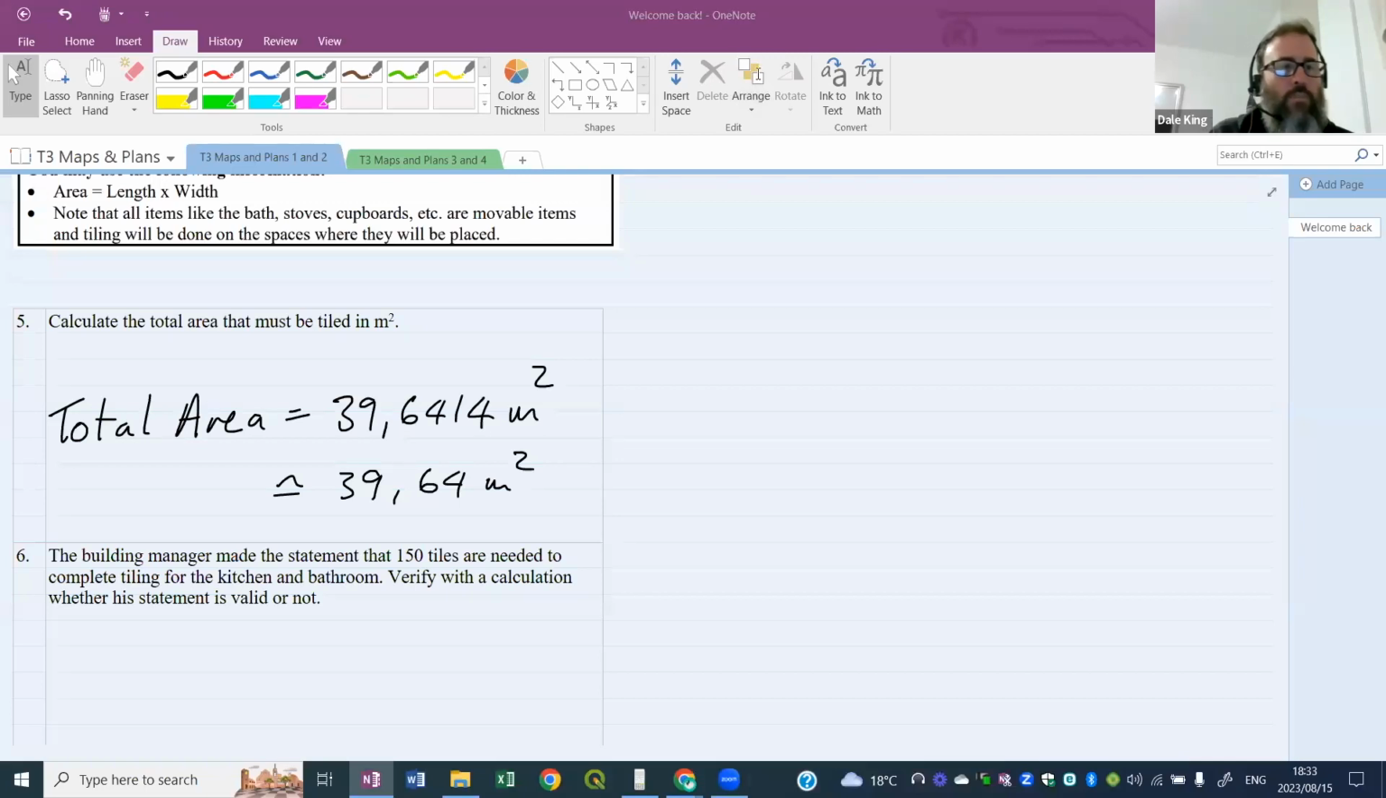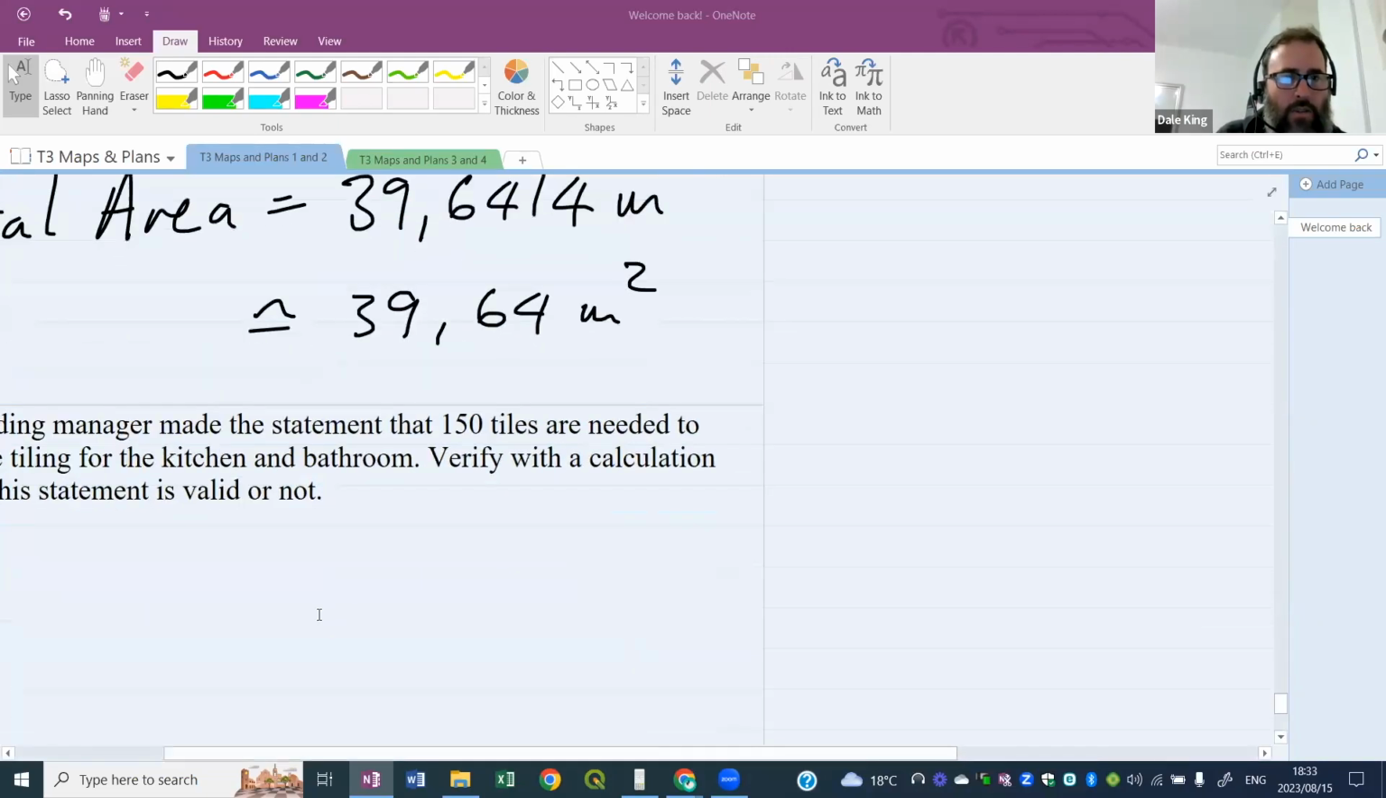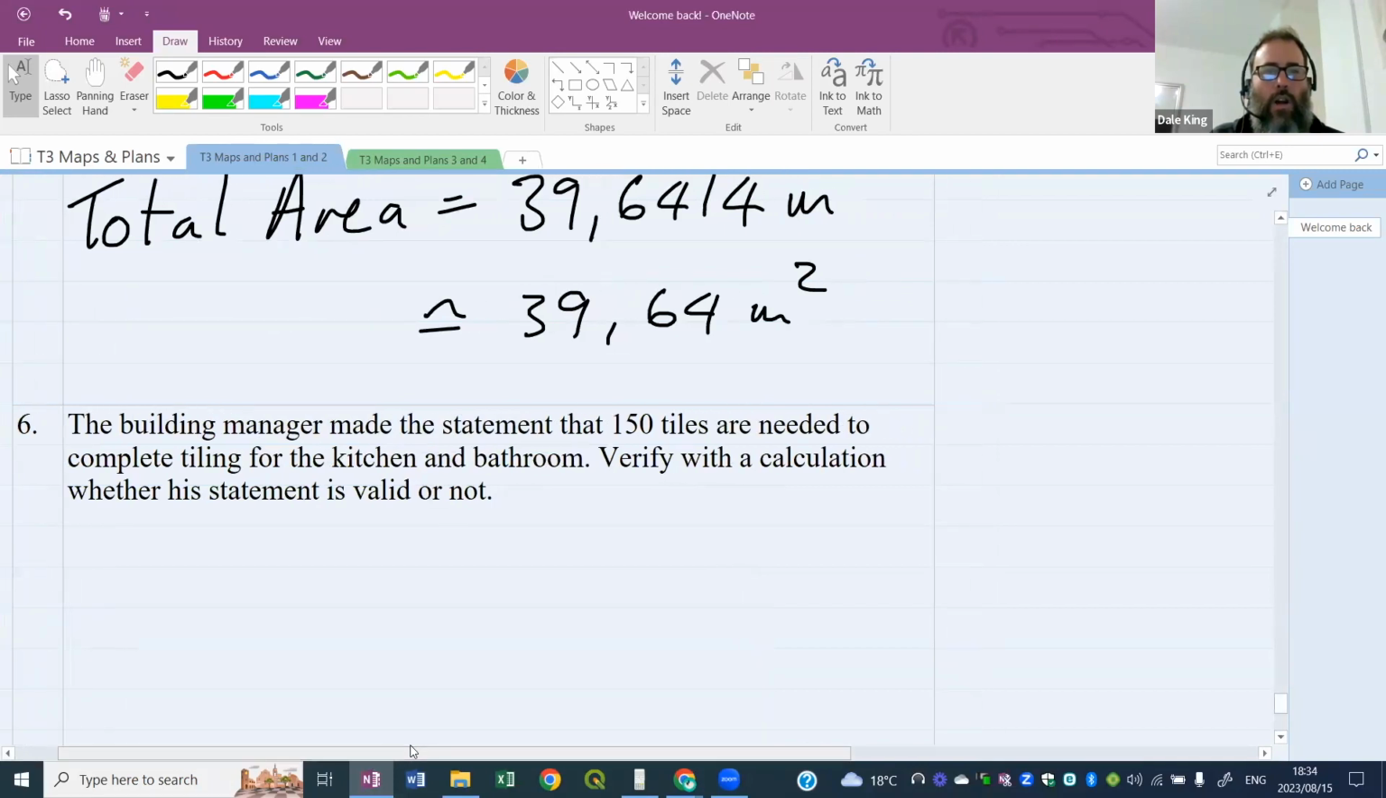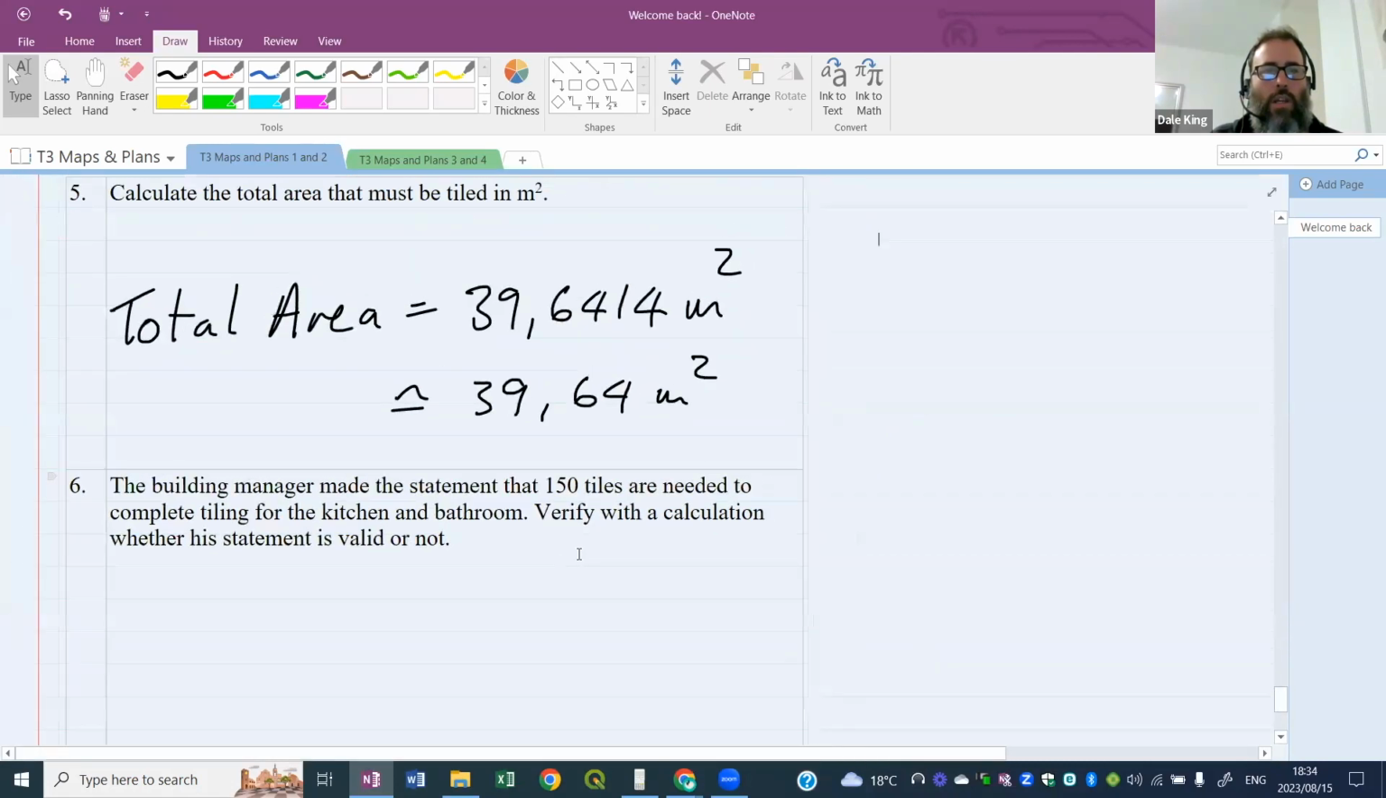Excuse me. Question number 6. Here we go. The building manager made the statement that 150 tiles are needed to complete tiling for the kitchen and the bathroom. Verify with the calculation whether his statement is valid or not. Is 150 tiles needed for this job? Remember, we're doing the kitchen and the bathroom, and that area we worked out is over here. Do we need 150 tiles?